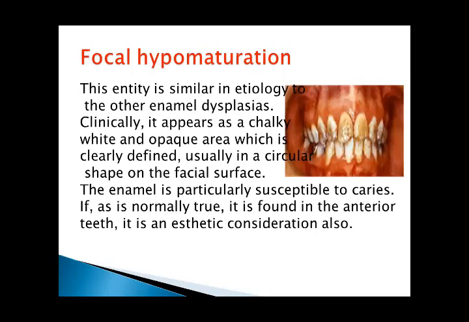Focal hypoplasia, one of the other enamel dysplasias, clinically appears as a chalky white and opaque area. This is clearly defined, usually in a circular shape on the facial surface. The enamel is particularly susceptible to caries. It is normally found in the anterior teeth. It is an aesthetic consideration also.